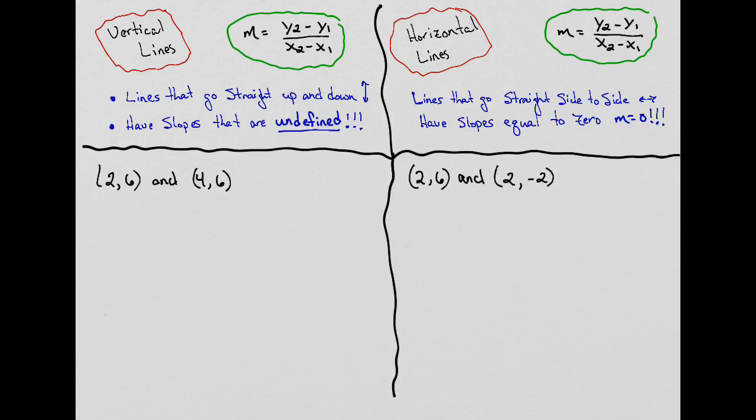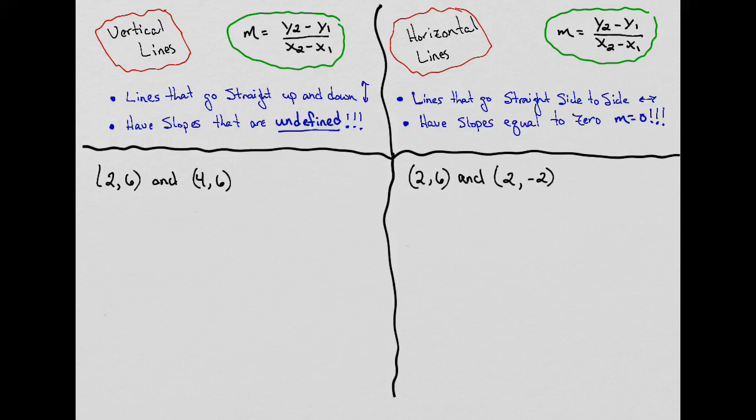For horizontal lines, what we're dealing with is lines that are going straight side to side, like the horizon. Slopes that do this don't go up or down, so their slope is defined as having a slope of 0. And so we're going to keep all of these little pieces in mind as we go through and try and come up with the equations for our straight lines.